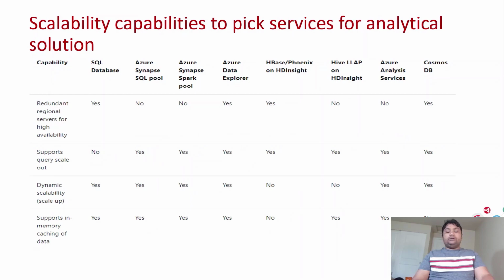Apart from that, how scalable the service is, whether the service has the capability for redundant regional servers for high availability or not, whether it supports a query scale feature or not, whether it supports scale up or dynamic scalability or not, right? Does it have support for in-memory caching of data or not? So these are a few things we also consider when we are picking a new service.